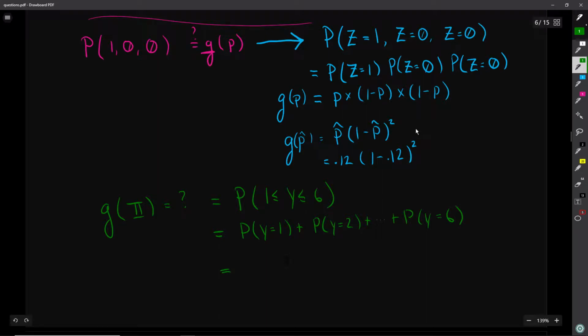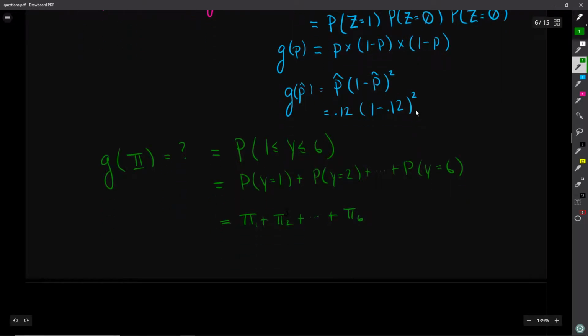According to our parameters, this is going to be pi 1 plus pi 2 plus up to pi 6. I don't have these memorized off the top of my head, but what I do know is that, this being the function g, the maximum likelihood is g of pi hat, which in our case is pi hat 1 plus pi hat 2 plus, filling in the blanks, up until pi hat 6.